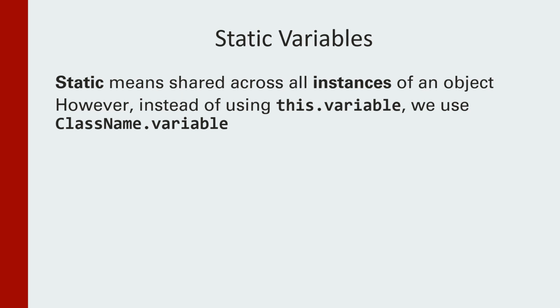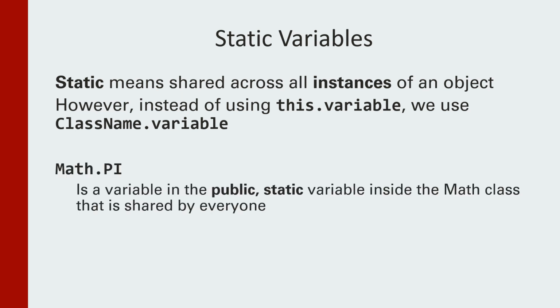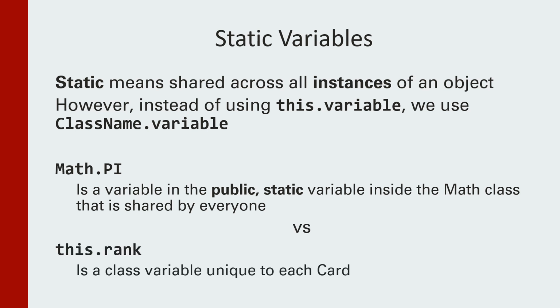Instead of using this.variable, we use className.variable. And we've seen this before with the Math class. In the Math class, everything is static. So for example, Math.PI is a public static variable inside the Math class that is shared by everyone. This is in contrast to this.rank, which is an instance variable that's unique to each card.